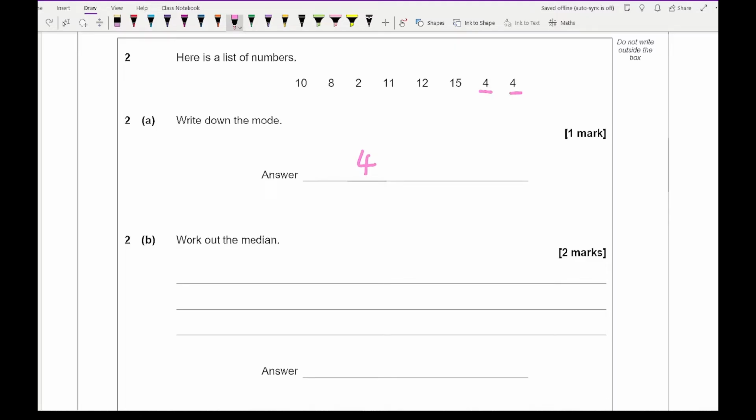So for this we can see first that we need to order the numbers. And it's really important that you do show that you're ordering the numbers, as that will carry 1 mark. So I've got 4, 4, 8, 10, 11, 12 and 15, and just count. Got 8 numbers. I've written down 8 numbers. So the middle number is going to be between my 4th and my 5th number. And what number is between 8 and 10? That's going to be 9.